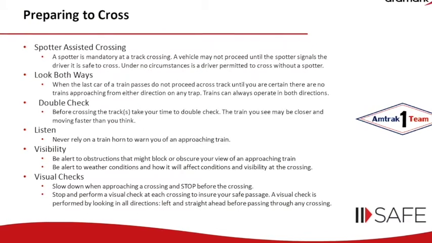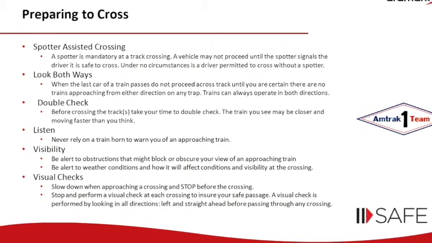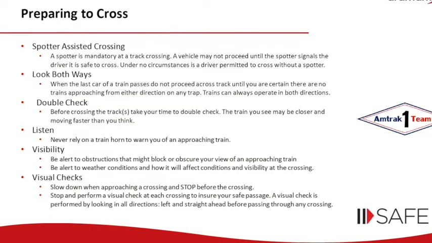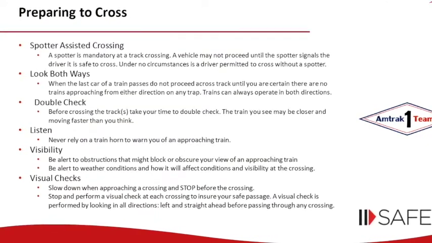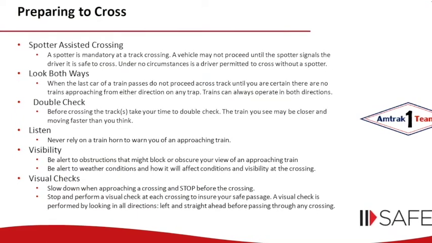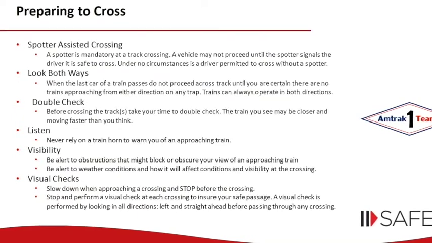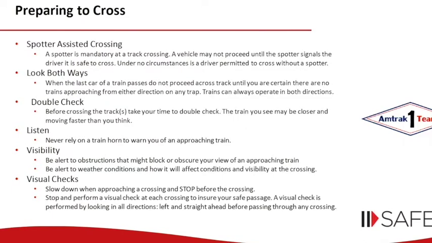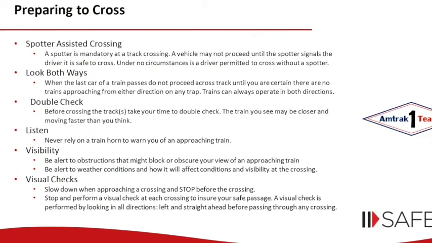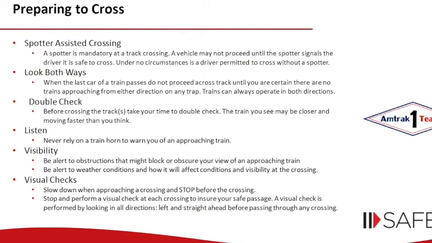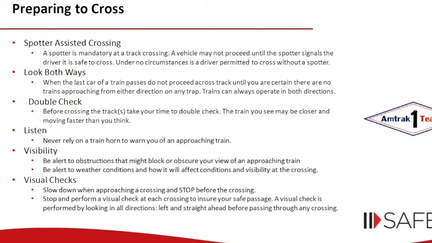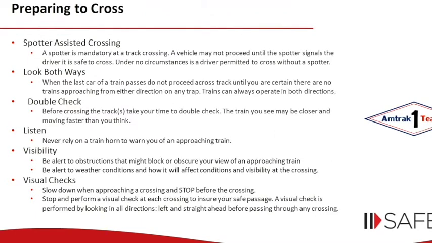Visibility. Be alert to obstructions that might block or obscure your view of an approaching train. Be alert to weather conditions and how it will affect conditions and visibility at the crossing. Visual checks. Slow down when approaching a crossing and stop before the crossing. Stop and perform a visual check at each crossing to ensure your safe passage. A visual check is performed by looking in all directions, left and straight ahead, before passing through any crossing.